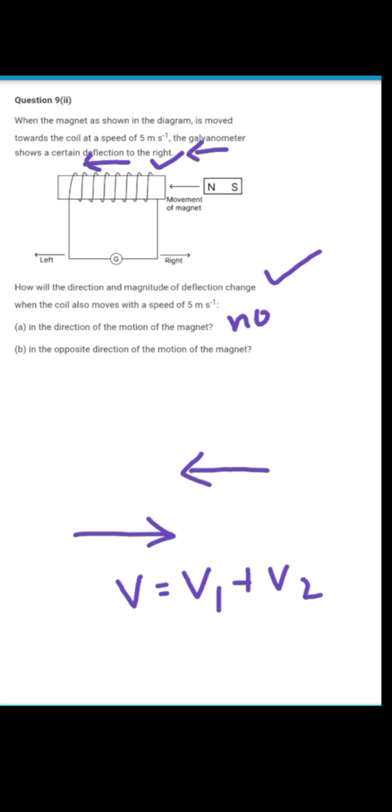In order to change the direction of deflection, we have to either change the direction of the motion of the magnet, or we have to change the motion of the coil along with the magnet. That means now the magnet has to move in this particular direction. Okay, I guess it is clear.